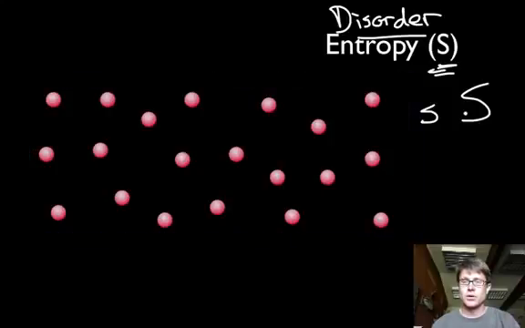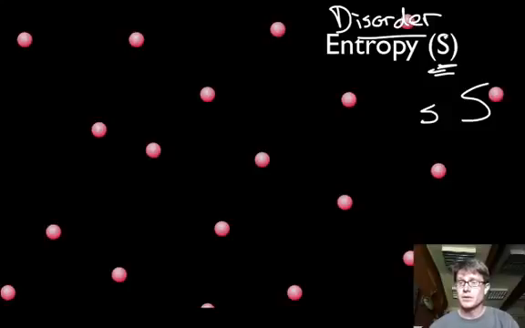Well, let's say remove this wall. What's going to happen now? We're going to get even more disorder. So we're going to even get a bigger S value. And so in this spontaneous reaction, it looks like the S value is increasing.